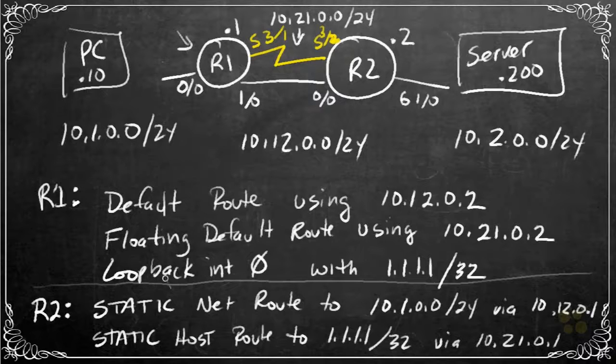And then also on R1, let's create a loopback interface 0 with an IP address of 1.1.1.1, 32 bits in length. And then over on R2, we'll create a static network route so that R2 knows how to reach the 10.1.0 network, that's over here on the far left, using the next hop of 10.12.0.1, which is R1's gig 1/0 interface that has that address. And then secondly, on R2, let's create a static host route that goes to 1.1.1.1/32. That's the loopback that we just created on R1, using the next hop of 10.21.0.1, meaning going over the serial link, going to that specific IP address of 1.1.1.1.